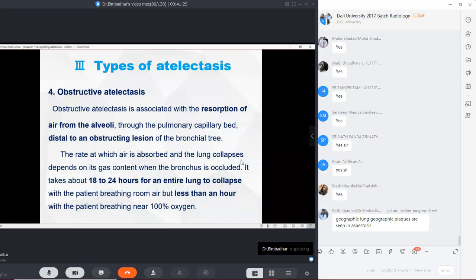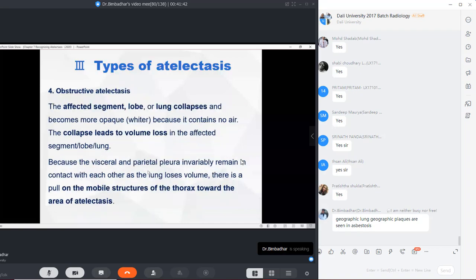So what is the main reason for obstructive atelectasis? It is the resorption of air from the alveoli distal to an obstructing lesion. It is a little difficult unless we look at the picture; you do not understand the definition of this one, but first try to complete this. The affected segment of the lobe or lung collapses and becomes more opaque, as simple as that, because it contains no air. Then the collapse leads to volume loss.